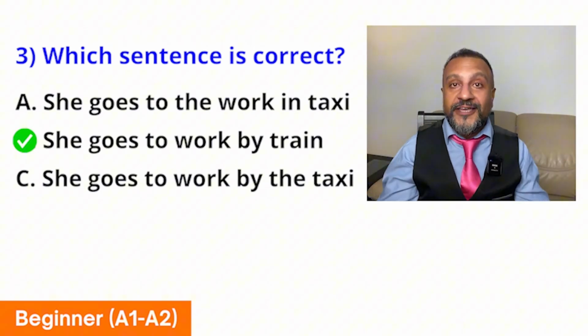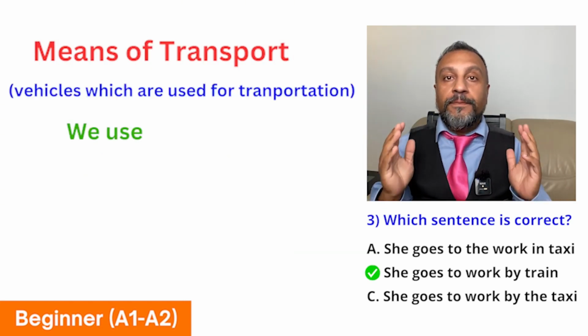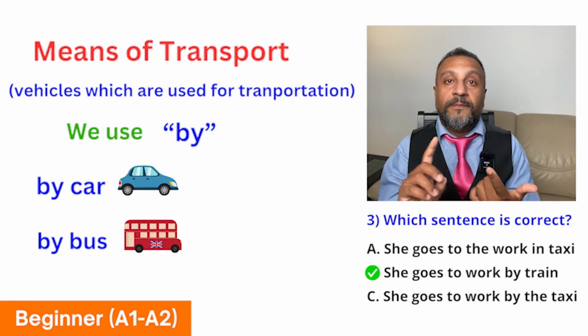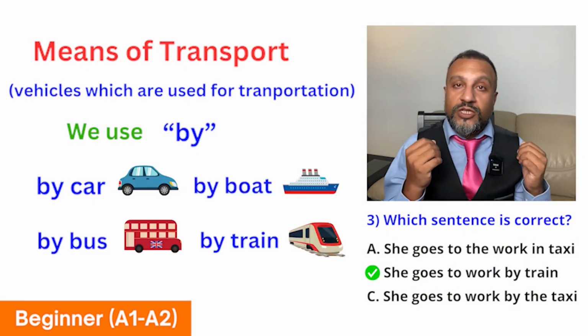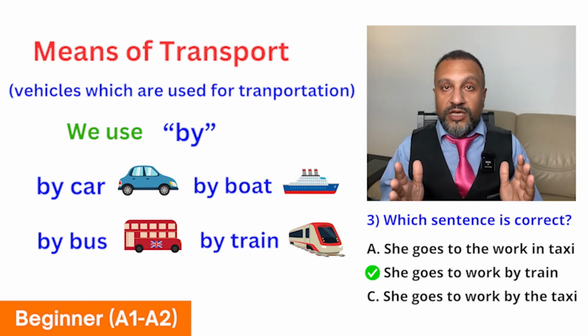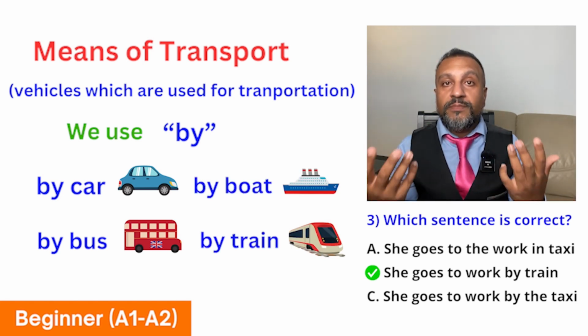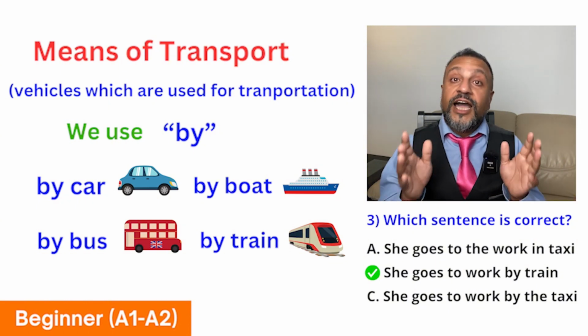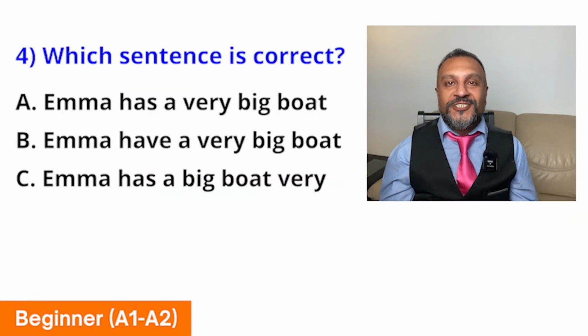But why? Here we have means of transport. With means of transport, we have to use by. By car, by bus, by train, by boat. We don't use the article the unless we know the train that we are talking about. For example, how did you get to work? I took the train.